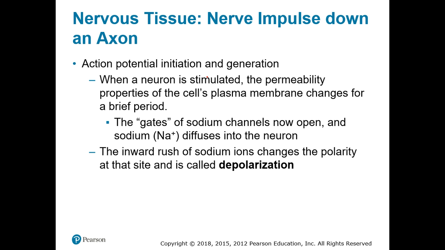So whenever a neuron is stimulated, whether that be by light or by a neurotransmitter, it causes the permeability properties of the plasma membrane to change. Permeability means it allows certain things through. For example, when it's resting, it doesn't allow ions to come in or out. However, if it gets stimulated, the permeability will change where it allows certain ions in.